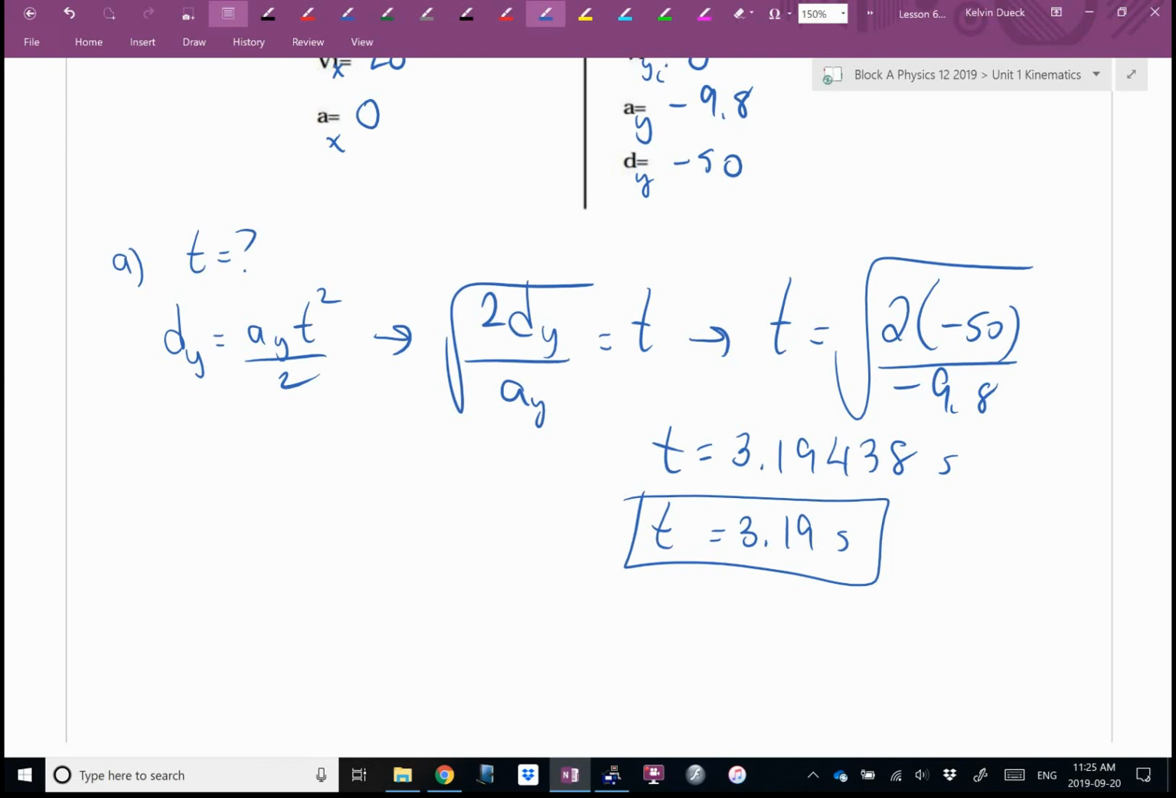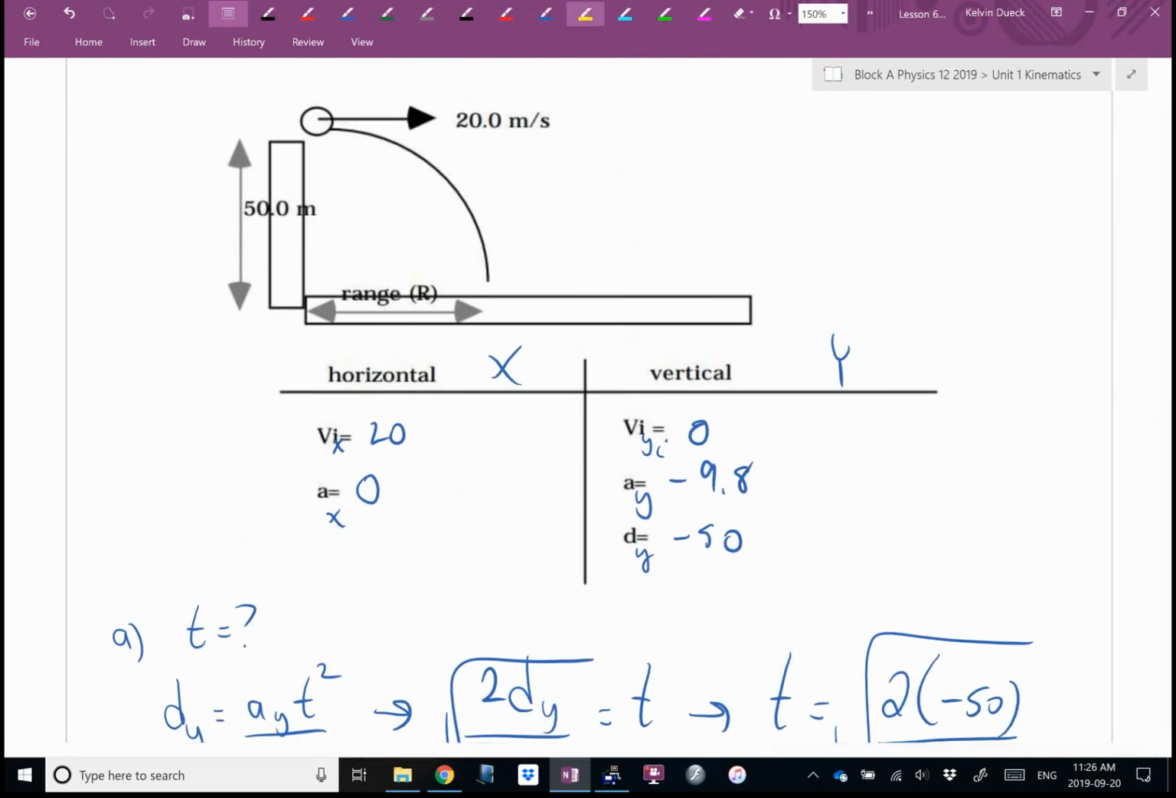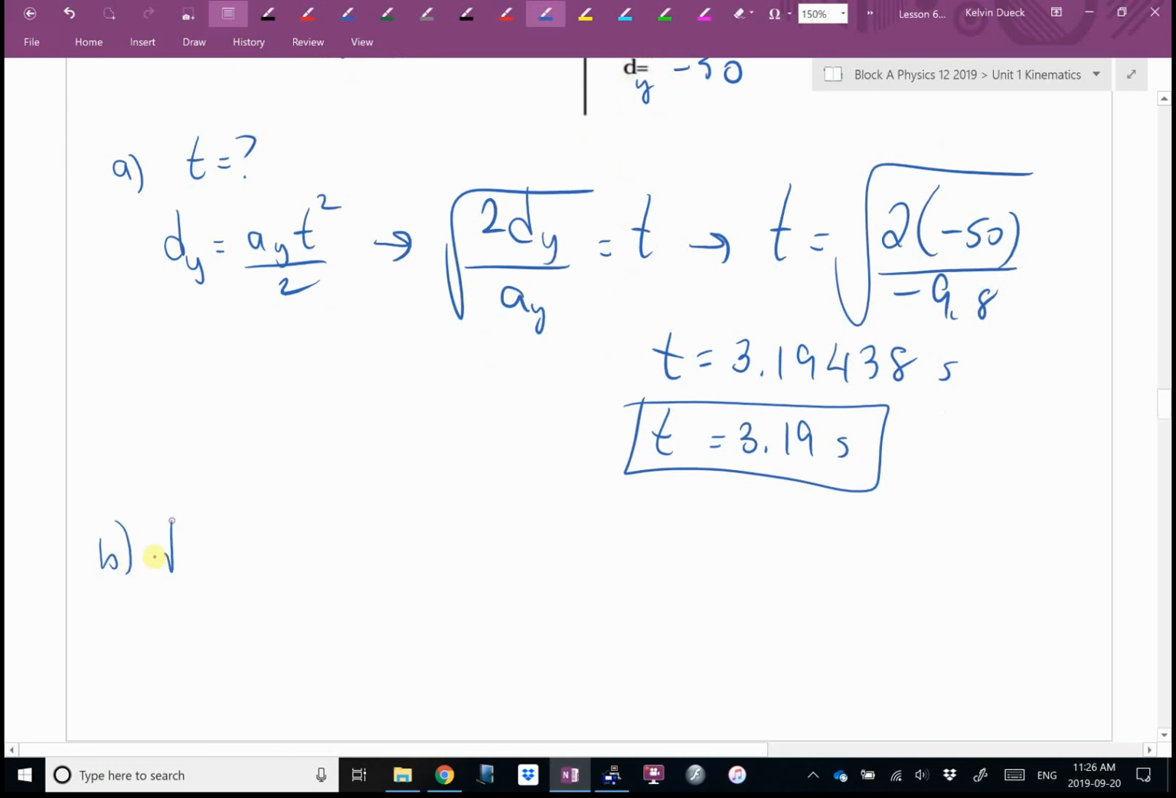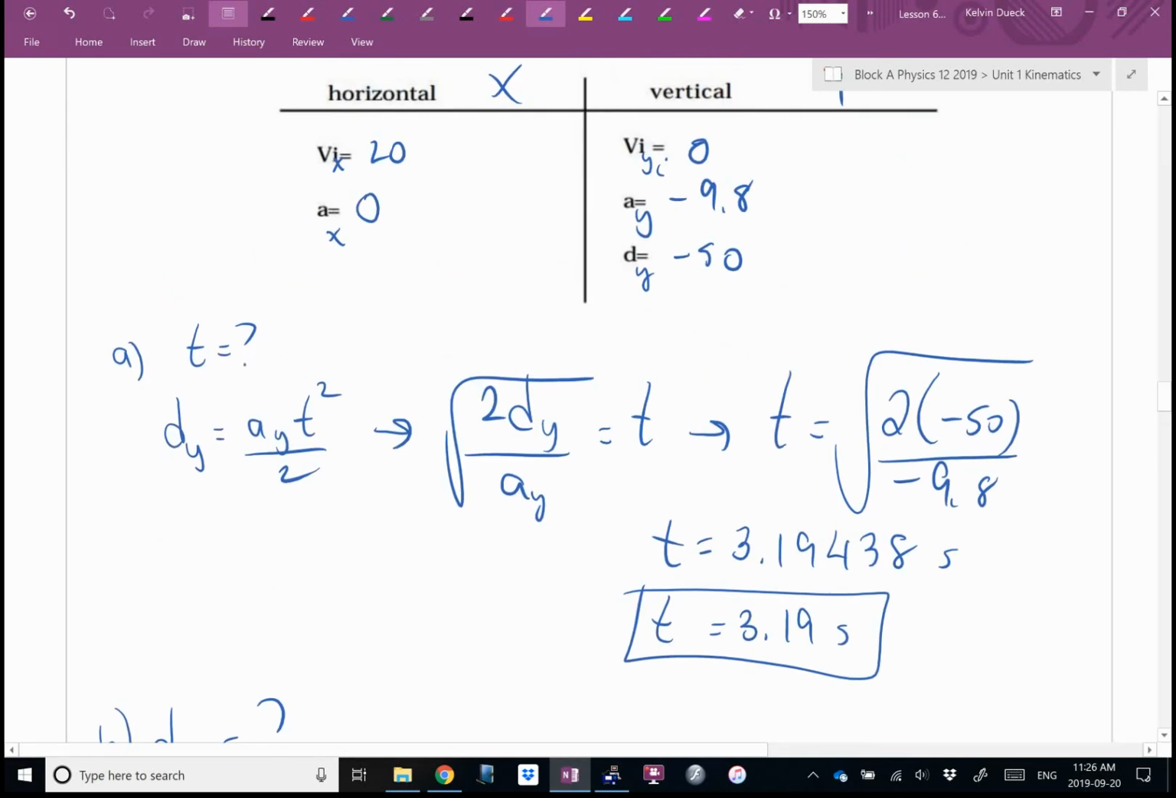Speaking of, what's the second thing it wants me to find? The range is the horizontal distance. You know what? Another way to write that, Kira, with less writing, would be to say that part B wants me to find dx, the horizontal distance. Is that okay? Problem. In the horizontal column, I only know 2 things. Or do I?